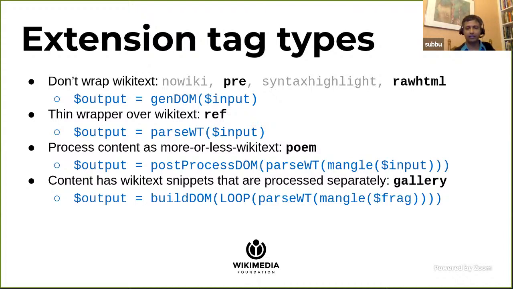So the reason I highlight this is that based on which category your extension belongs in, you might use a different set of methods from the API when you deal with wikitext. It's just a useful guide. It's not something to be taken as solid advice, but it's potentially useful when you look at your extension and think about how you might use the API.